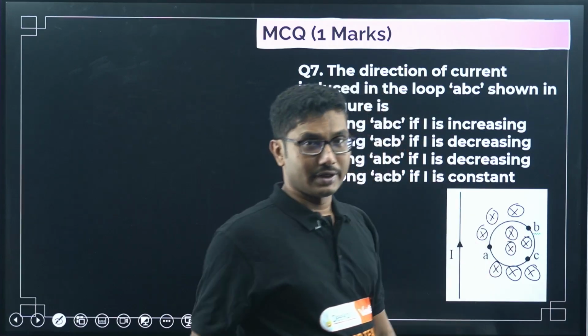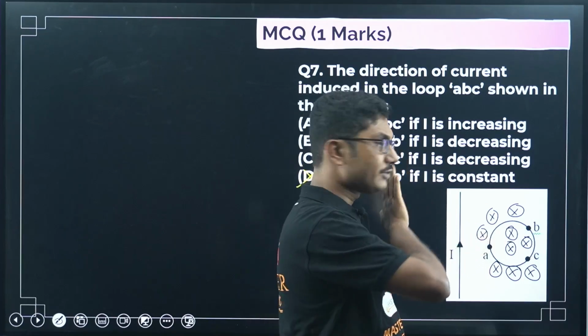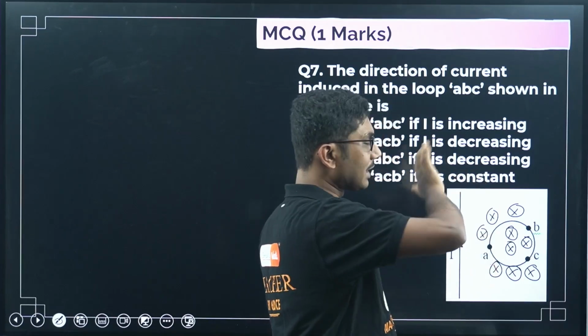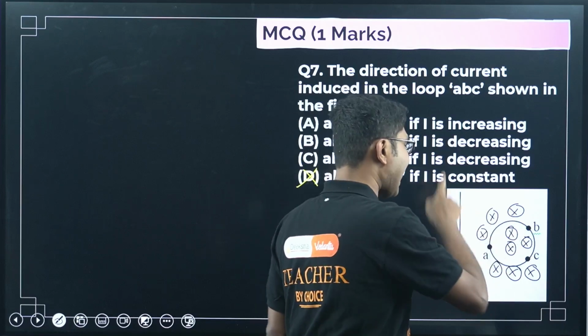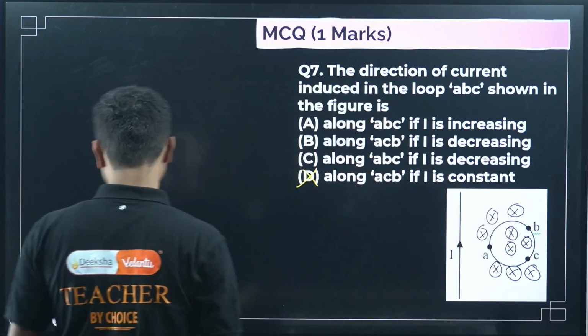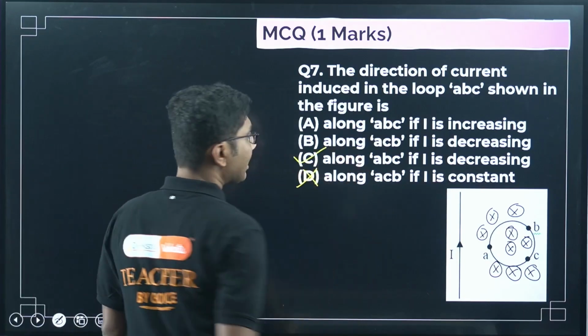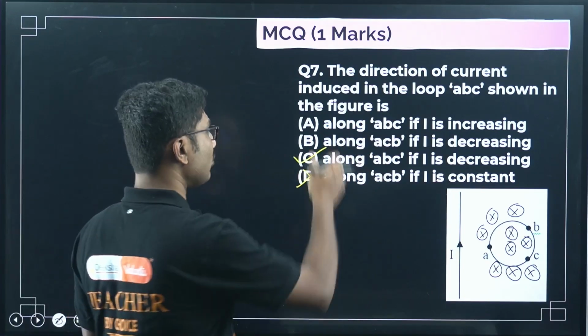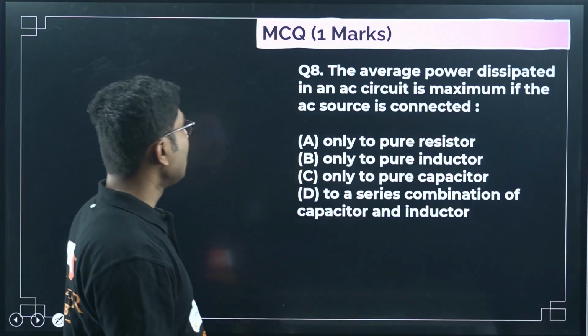Okay, so as we know, for a circular coil, your fingers will be along the direction of the current, and your thumb will point towards the magnetic field. Because I is decreasing, only then it will be along the direction of ABC. So the correct answer is option C, along ABC if I is decreasing. The other two options are incorrect. You can check them individually. Now let's move on to the next question.